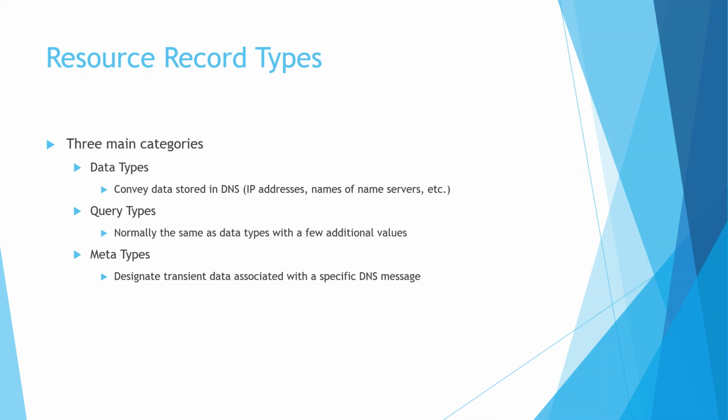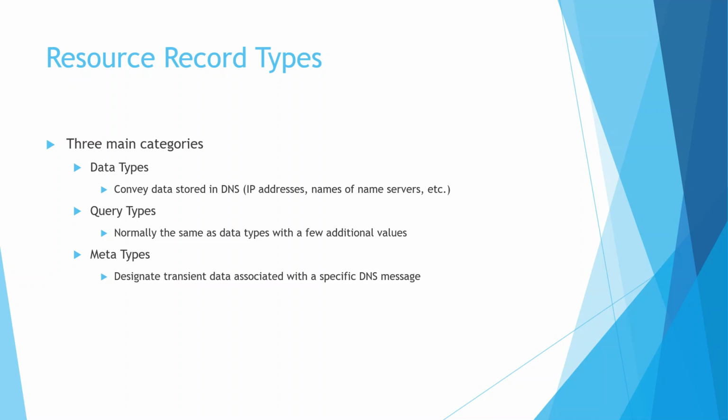So we have resource record types. There are going to be 3 main categories for resource record types: data types, query types, and meta types. Data types convey data stored in DNS. There are going to be IP addresses, names of name servers, etc.